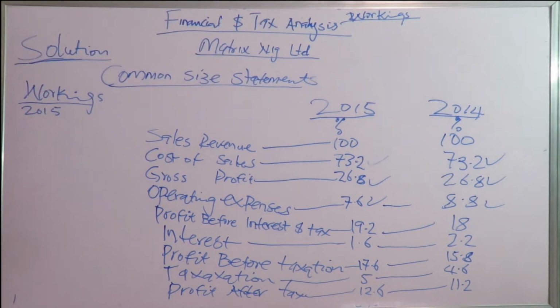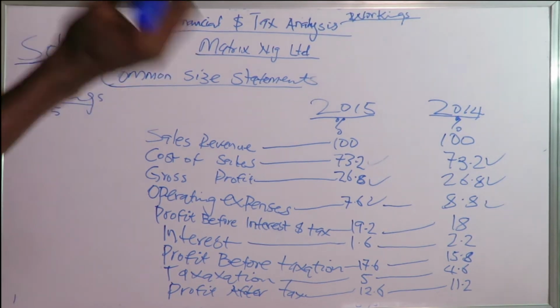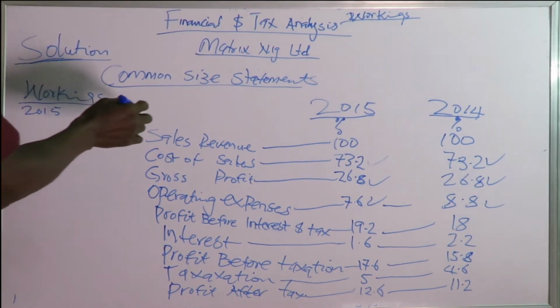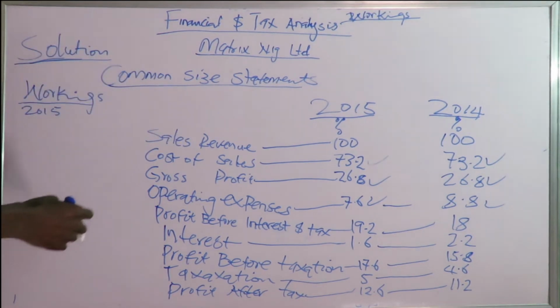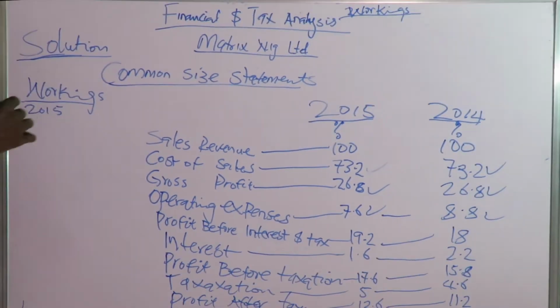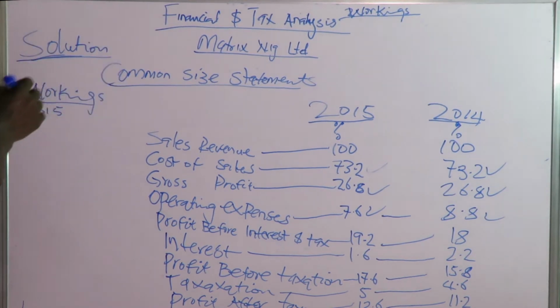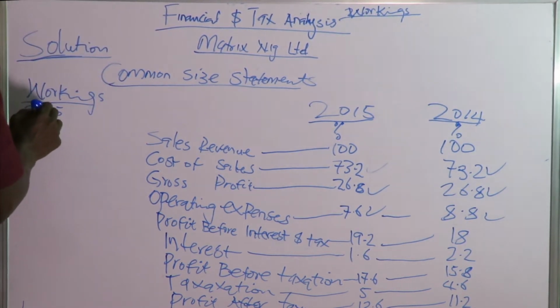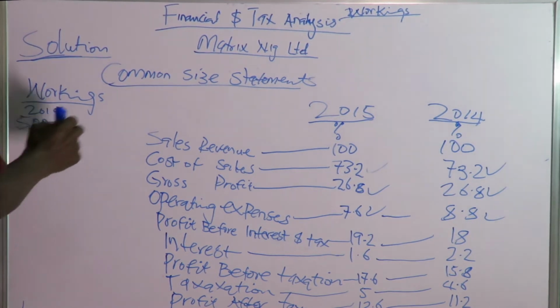Can someone think about the figure? Just think about it. I think you should know it if you look at the question. The revenue for 2015 is 5,000, which you know. So what do we do? Now, if you look at your question, the revenue for 2015 is 5,000.